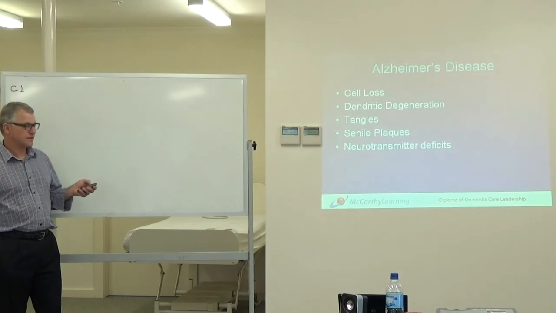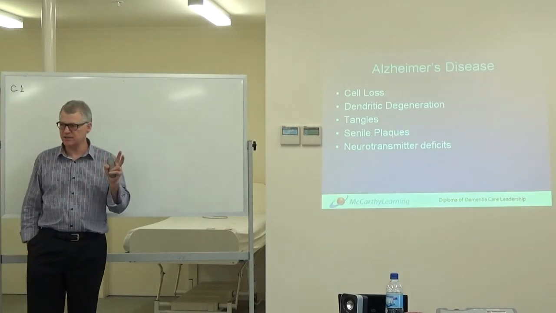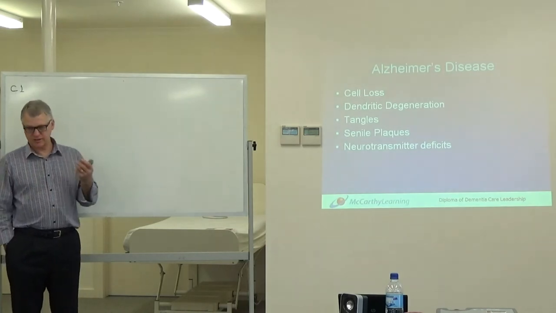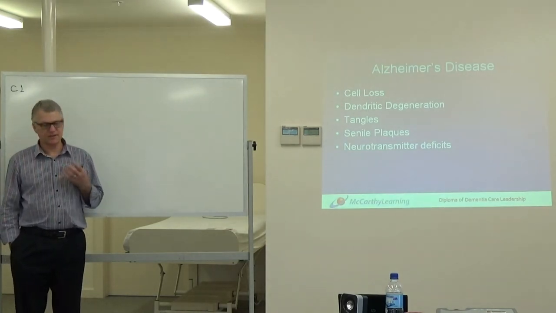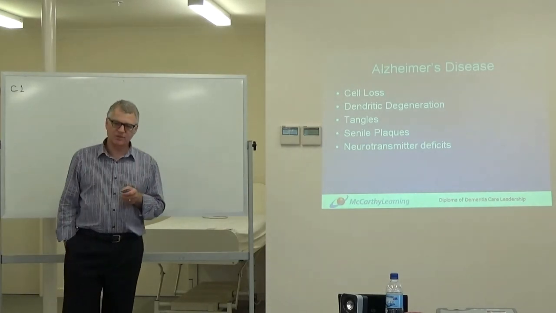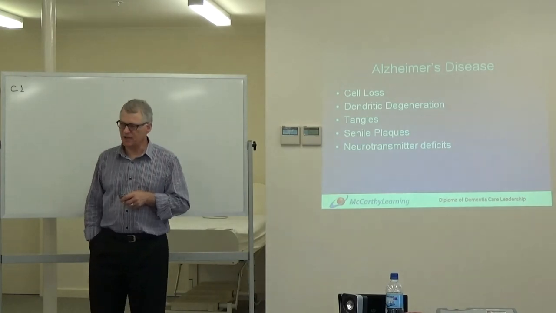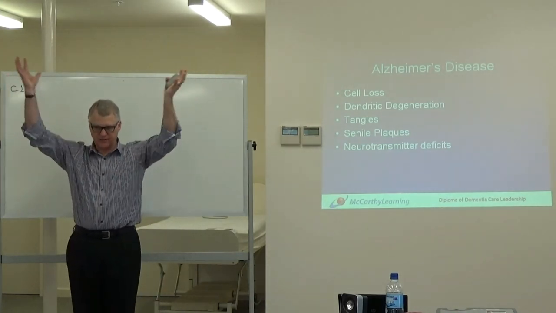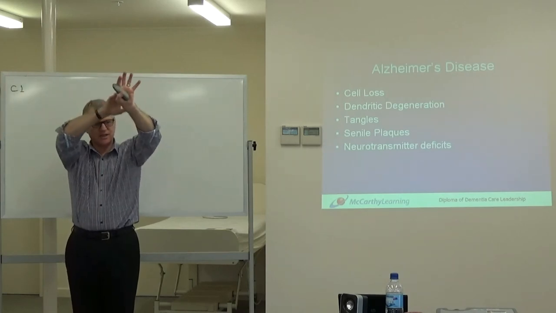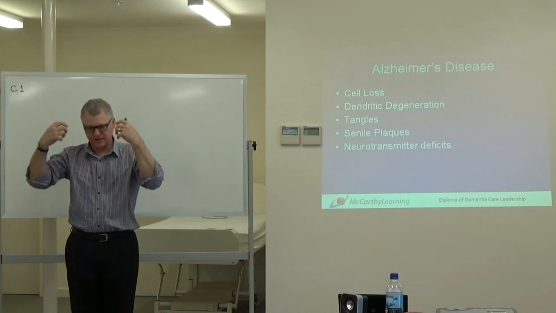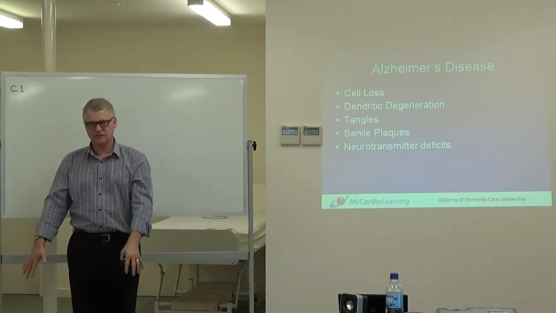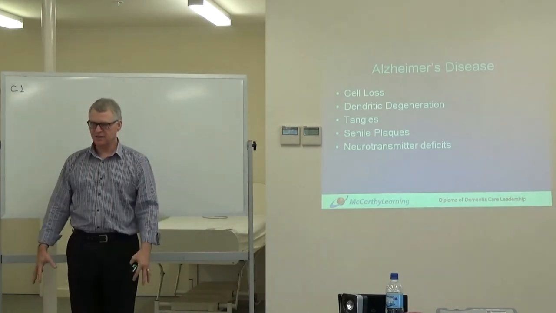Cell loss: those two changes, amyloid plaques and the neurofibrillary tangles, cause the brain cell, the neuron, to actually die. Dendritic degeneration. Now what does that mean? It simply means that the dendrites, which are a bit like the branches on a tree, receive the flow of information from other neurons. Into the neuron itself, then the impulse goes out through the axon, down into connections with other dendrites attached to that neuron.